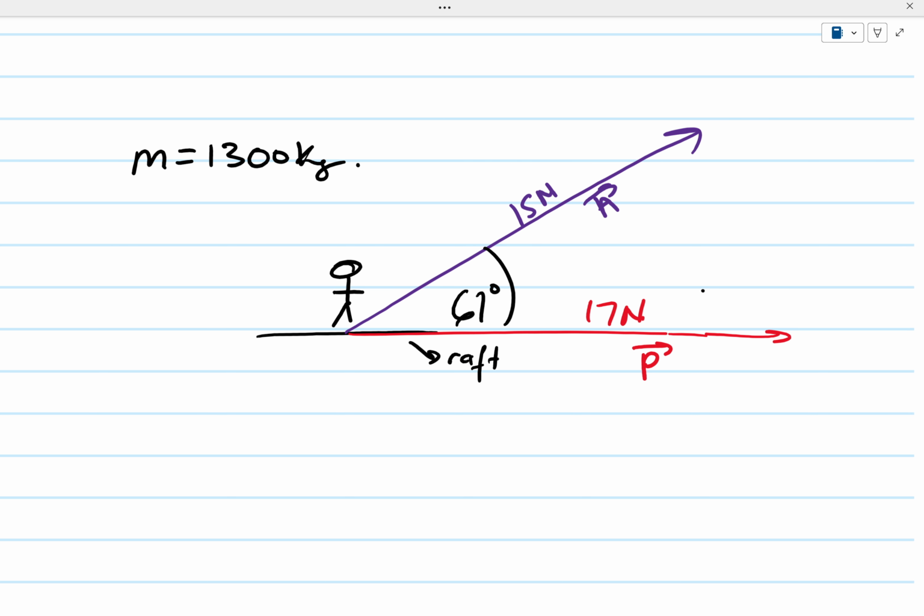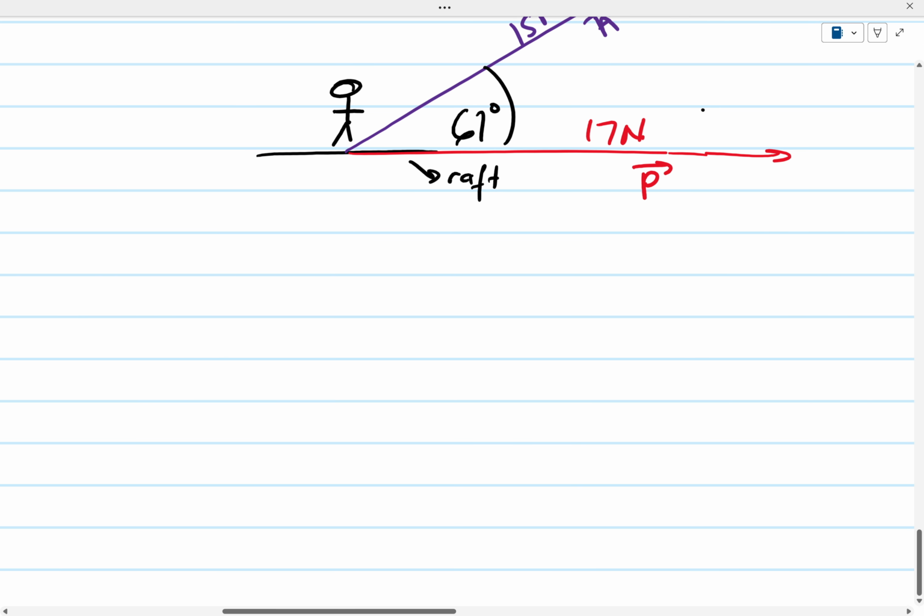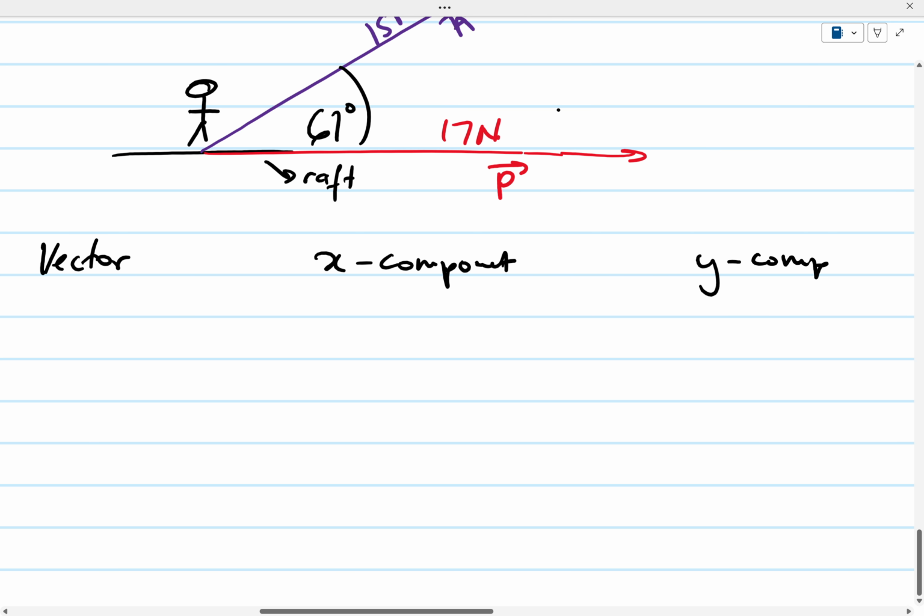All right, so we're able to do that, right? Remember from the tables that I've been using, we're using the vector, the x component, and we're using the y component, right?